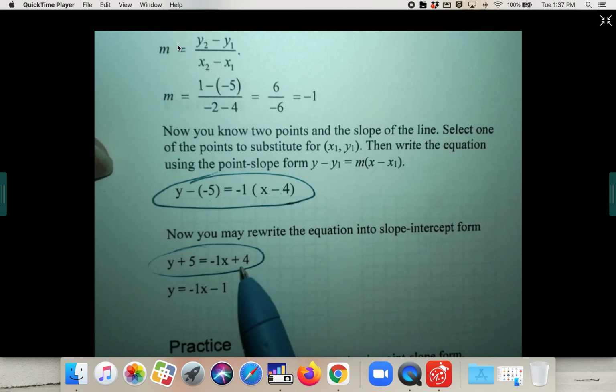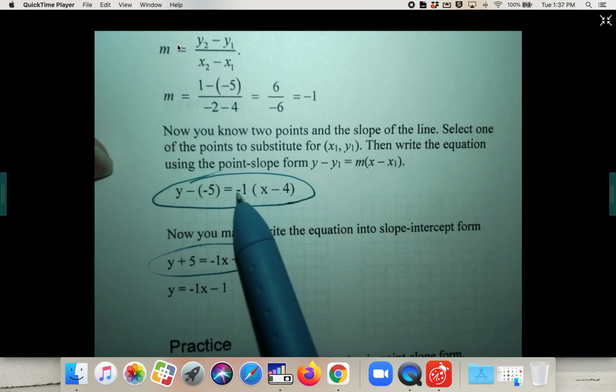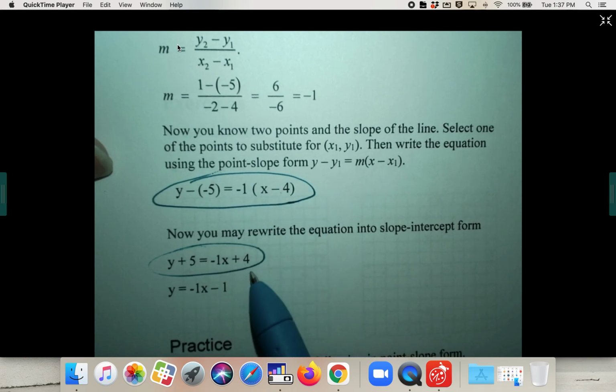And then it says you can actually change this into slope-intercept form by basically just, it looks like they distributed this, and then they moved the +5 by subtracting 5 over to here. So anytime you have point slope form, you can convert it to slope intercept form.